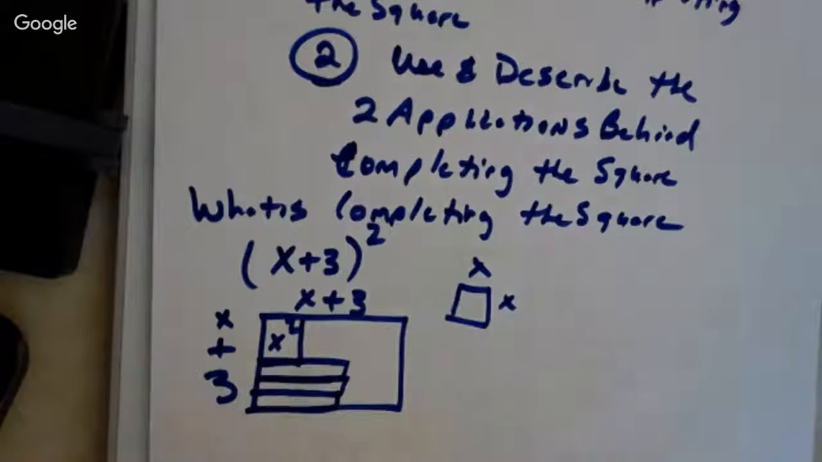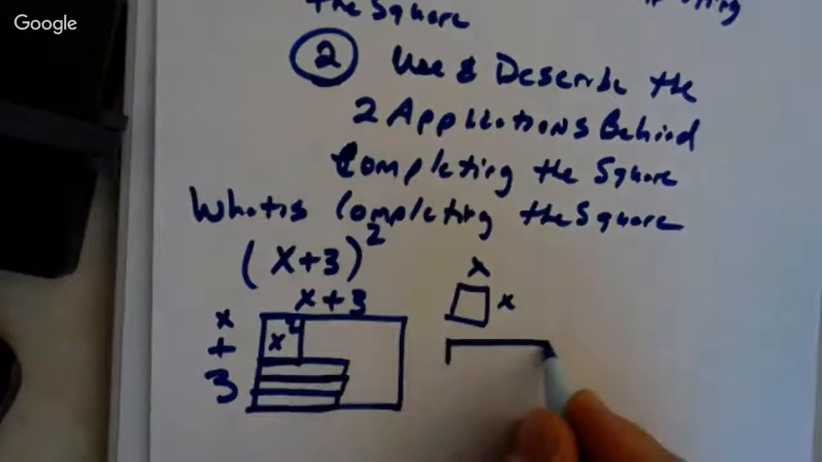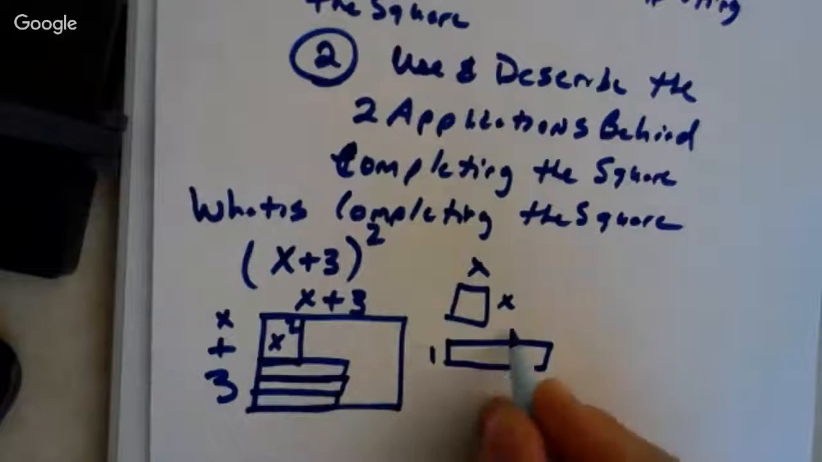So you have a length x times x, which what's the area of x times x? X squared. You have lengths that are 1 by x.